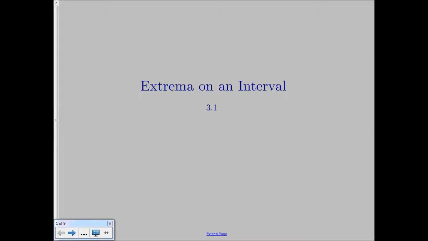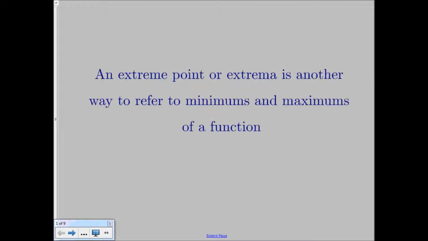Hello. So what we're going to be talking about today is what's called extrema on an interval. So now we're going to be starting to get into areas of calculus where we actually talk about the different applications of derivatives and what we can use derivatives to help us find about a function. So the first piece of information that we're going to try and find about a function is its different extrema.